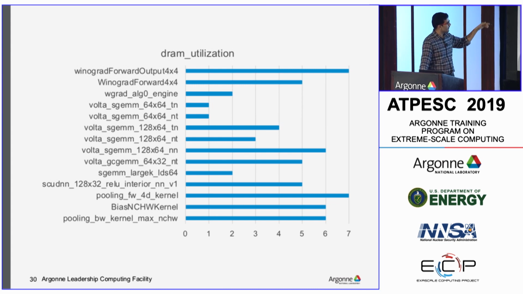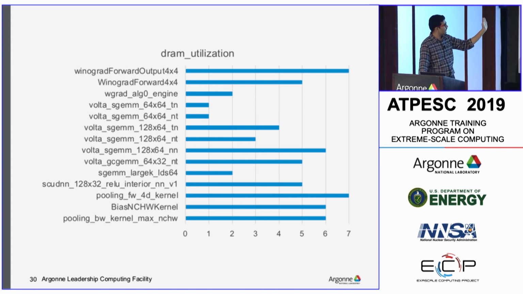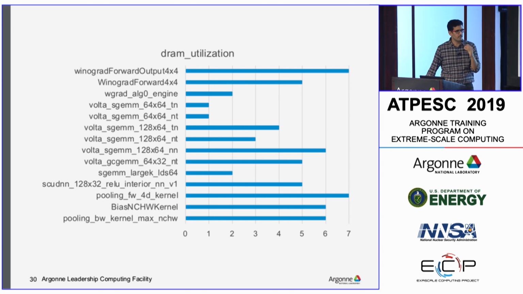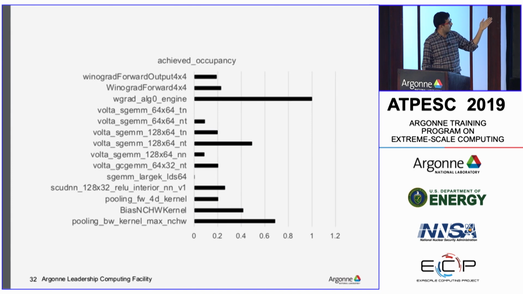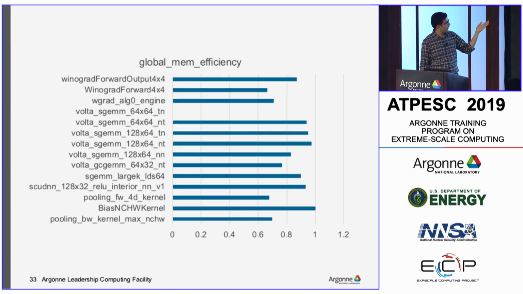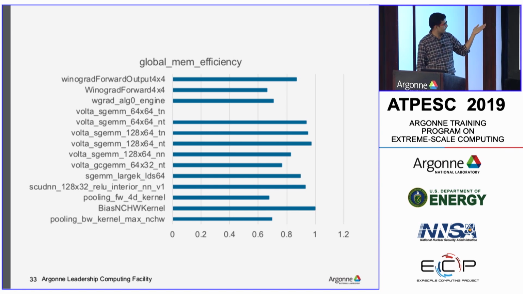So this will tell you my kernels are on the y-axis and what the DRAM utilization is. As I said earlier, DRAM utilization is how much data reads and writes I'm doing from the external memory, and ideally we want that to be a lower number because the data transfers could incur a lot of overhead. And similarly the same plot with the IPCs, and this is the achieved occupancy, and this is the global memory efficiency.